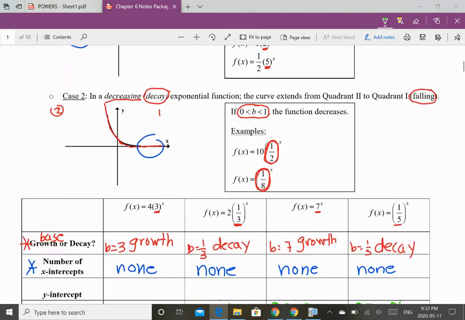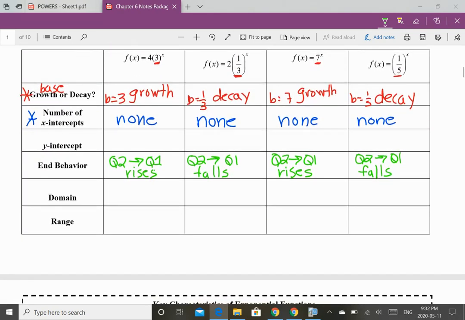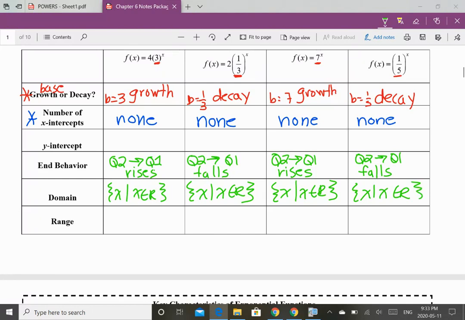We are able to find values. Our exponent, our domain, our x value is unlimited. So we are going to write it as the set of all x such that x is an element of the reals. And again, that is something that is the same for every exponential function, no matter the base, no matter the coefficient. Our domain is the same for all of them.